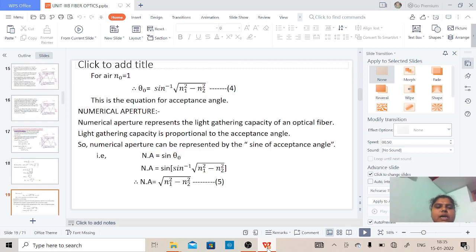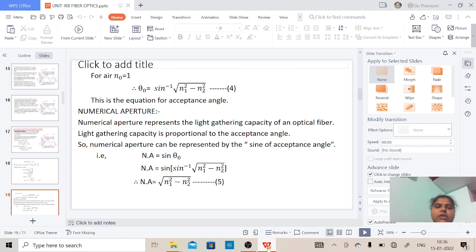So for air, n naught equals 1. The refractive index of air, n naught, has the value 1. So theta naught equals sine inverse of root of n1 square minus n2 square. This is the equation for the acceptance angle of an optical fiber.